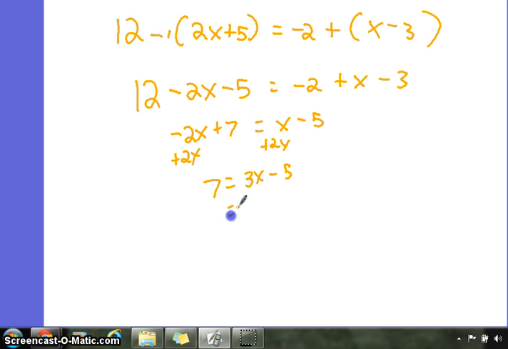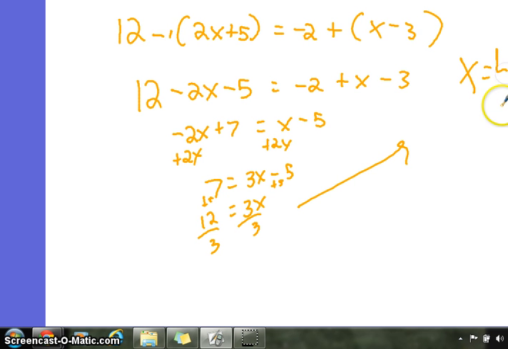Then I'm going to get 3x. I'm going to add 5 on both sides to get 12. 12 equals 3x. I'm going to divide by 3 on both sides. So I end up over here with x equals 12 over 3, which is 4. Okay? Easy as that. I'm going to do one more.